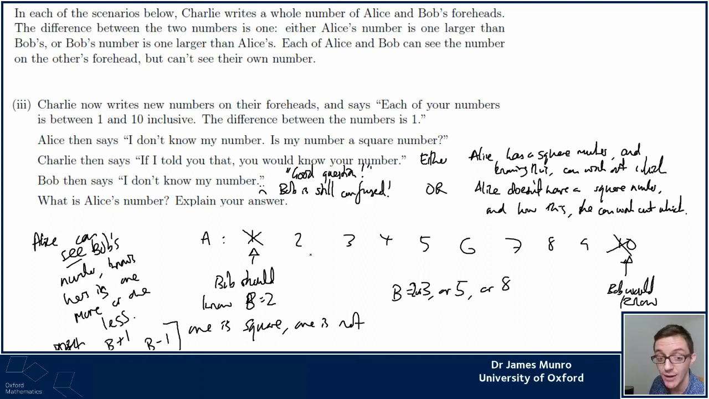I think the only way that can happen is if Alice has the number 4, because in all the other cases, if Alice has 1, Bob will know it's 2. If Alice has 2, Bob will know it's 3. If Alice has 6, Bob would know it's 5. If Alice has 7 or 9, Bob would know that Bob's number is 8. So Alice must have 4. I got there in the end. Whew.